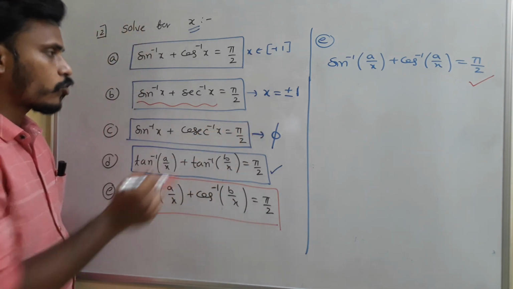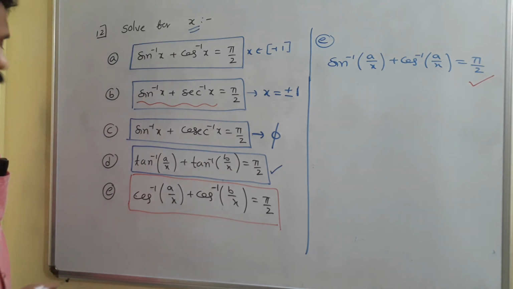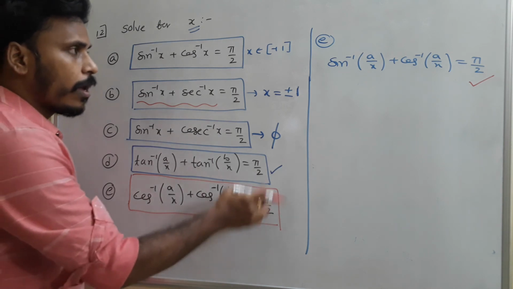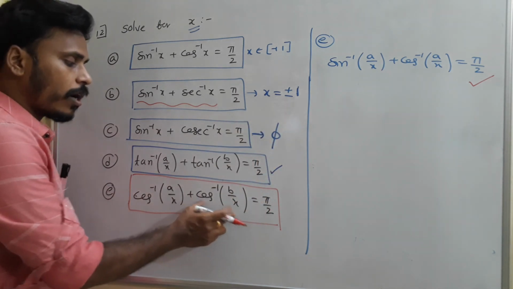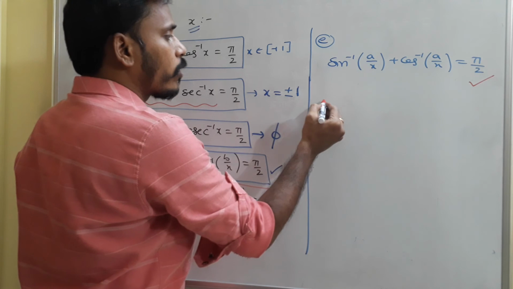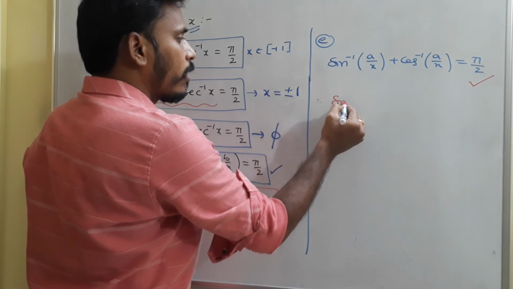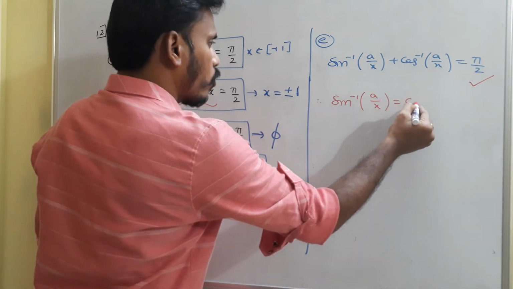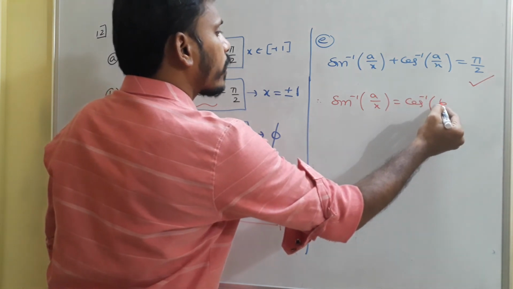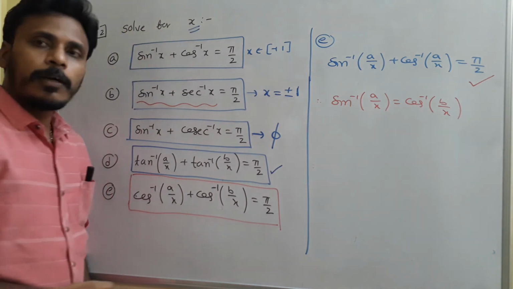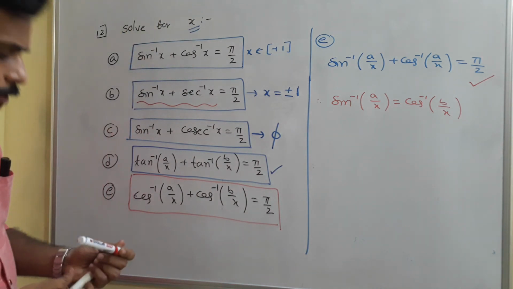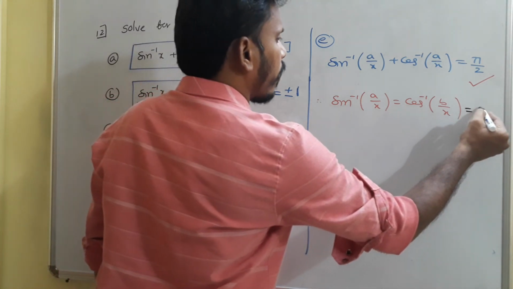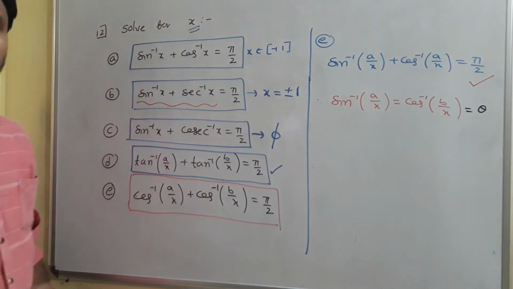When you compare these two, what will happen? Cos inverse of a by x and cos inverse of a by x get balanced. Pi by 2 is balanced. So this cos inverse of b by x will become this sin inverse of a by x. So from there, sin inverse of a by x is equal to cos inverse of b by x. Suppose these two are equal. Since they are equal to the same angle, you may say some theta.